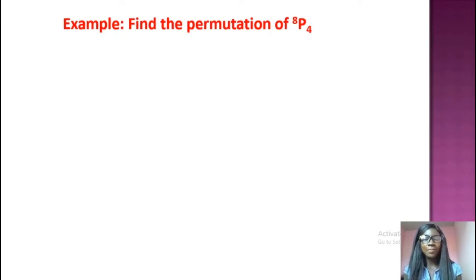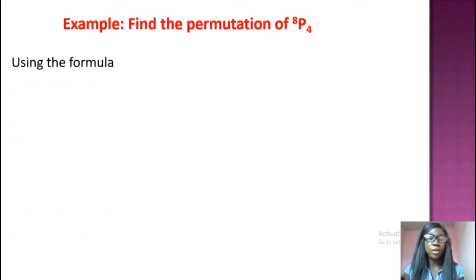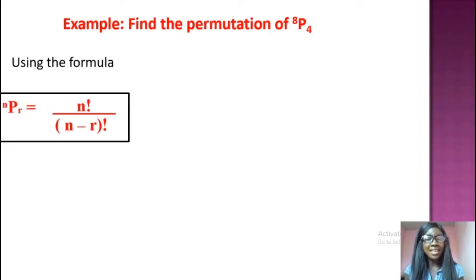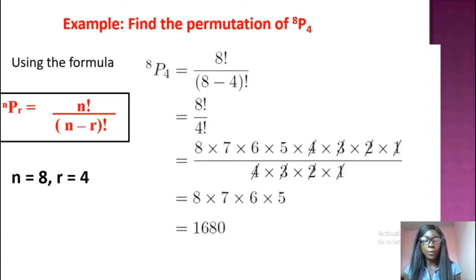Alright, okay, so the same way we're going to make use of our formula. So our n in this case is going to be 8, and our r is going to be 4. So in essence we're going to be having 8 factorial divided by (8 minus 4) factorial. So we're going to be having 8 factorial divided by 4 factorial. So we are left with 8 times 7 times 6 times 5, which equals 1680. Okay, so let's see the next example.